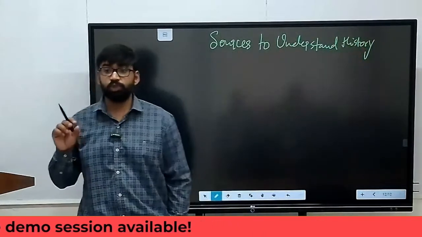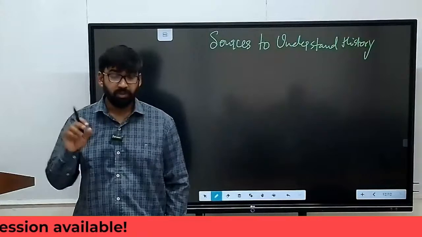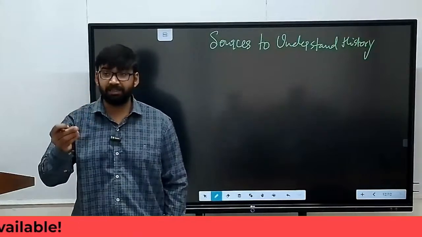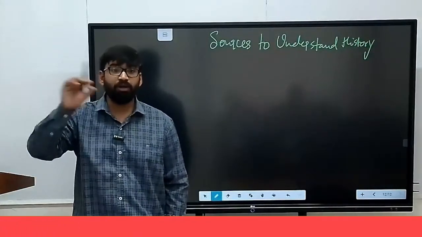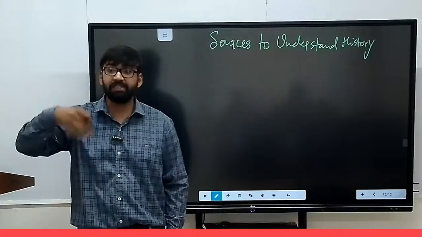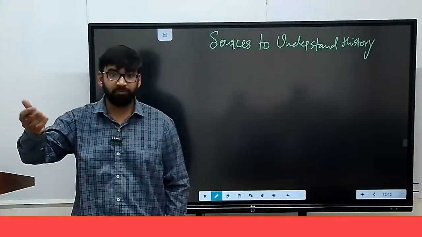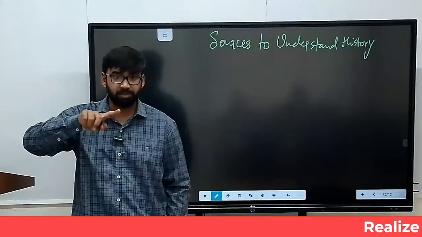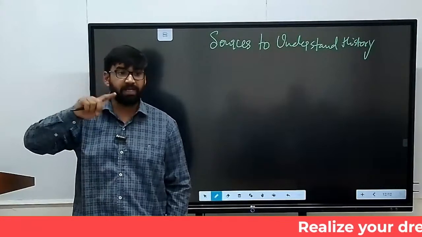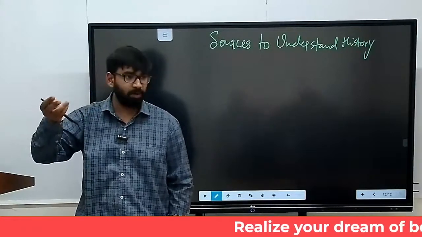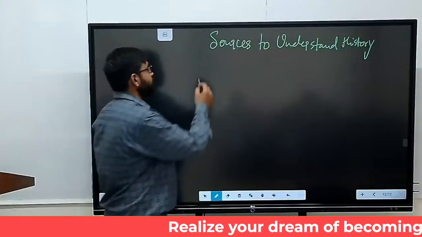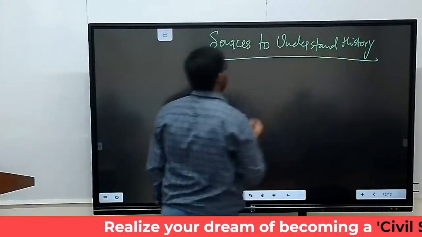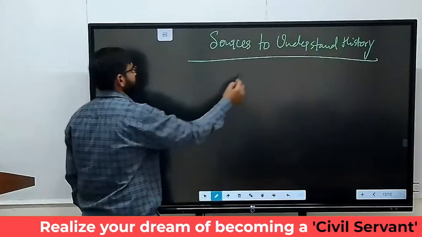And wherever the sources are not available in history, then the book always writes it presumes that, or it consists, it seems like. Getting my point? Whenever the sources are not available in history, then the book always writes it seems like. Getting my point? So you have to mention the sources. Now, sources to understand history.